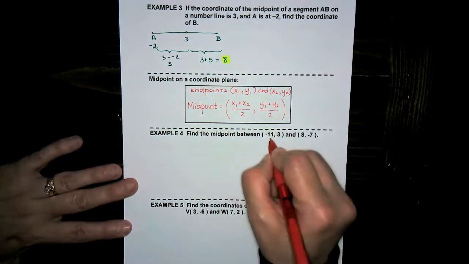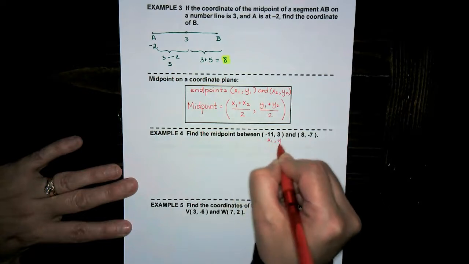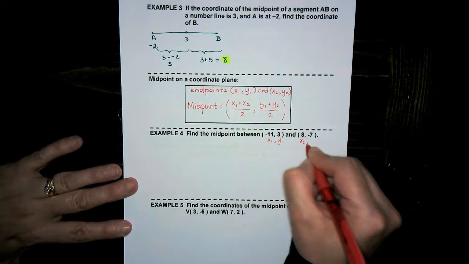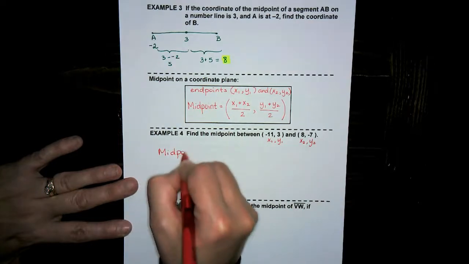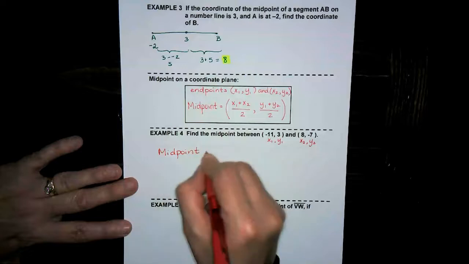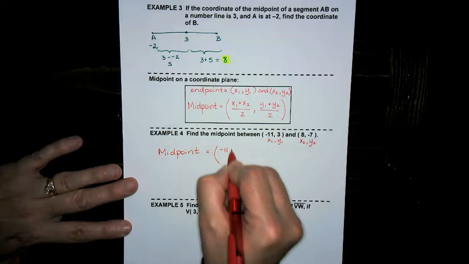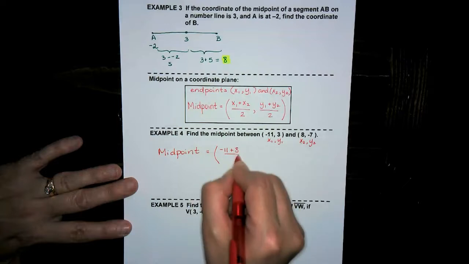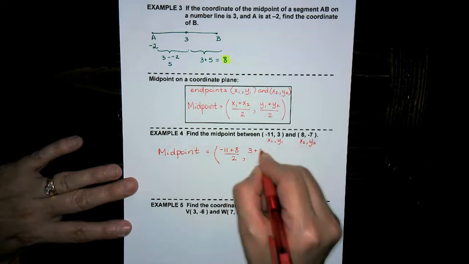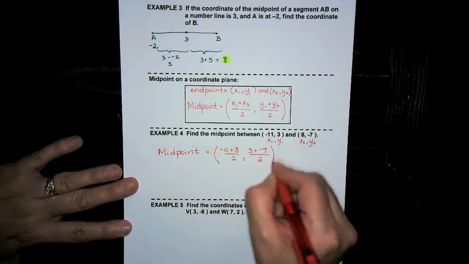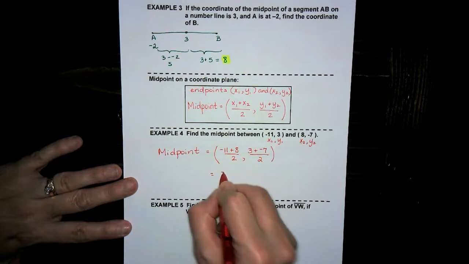Okay, so let's practice. If we want to find the midpoint between these 2 points, this will be x1 and this will be y1. This will be x2 and this will be y2. So let's do our averages for our midpoint. Let's take our x's and add them together. x1 is -11, x2 is 8, and we divide by 2. Take our y1, add our y2, and divide by 2. And now we just need to simplify. So -11 plus 8 is -3.